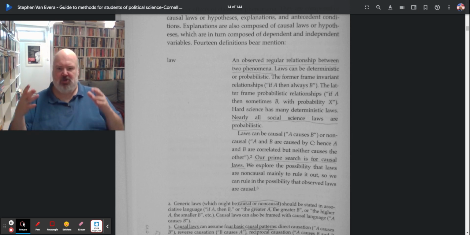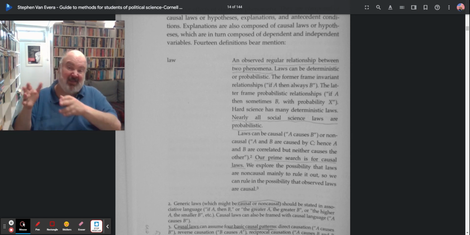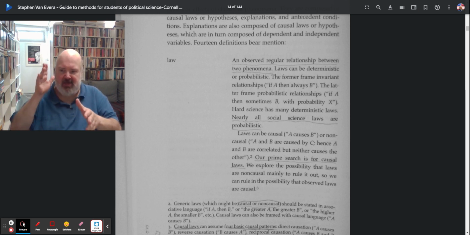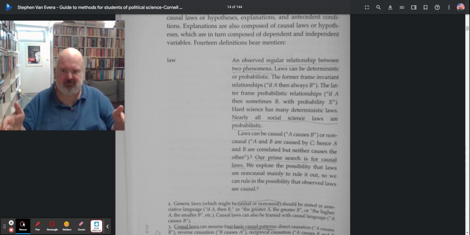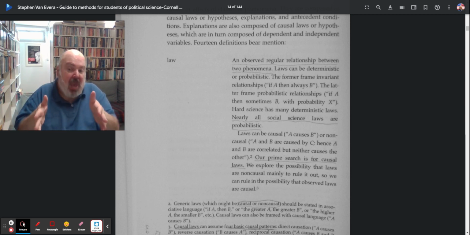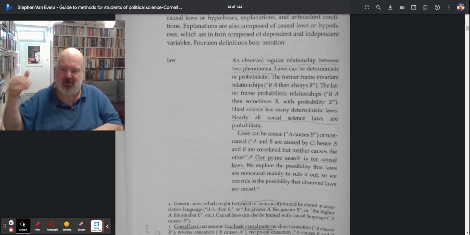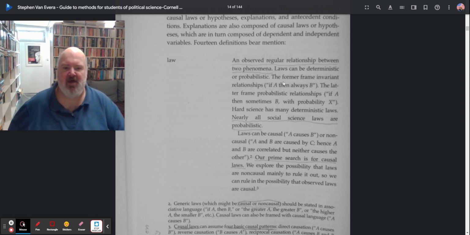So what does that mean? Deterministic means this causes that, with 100% certainty, there's no doubt. A does this and only that, or it does not do that. Probabilistic means this may do this, it's likely, but it's not certain, whereas deterministic implies certainty.